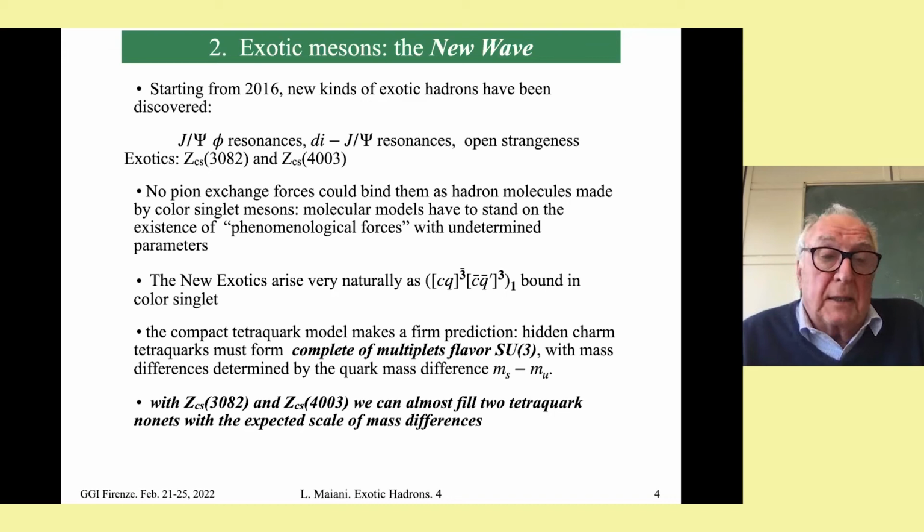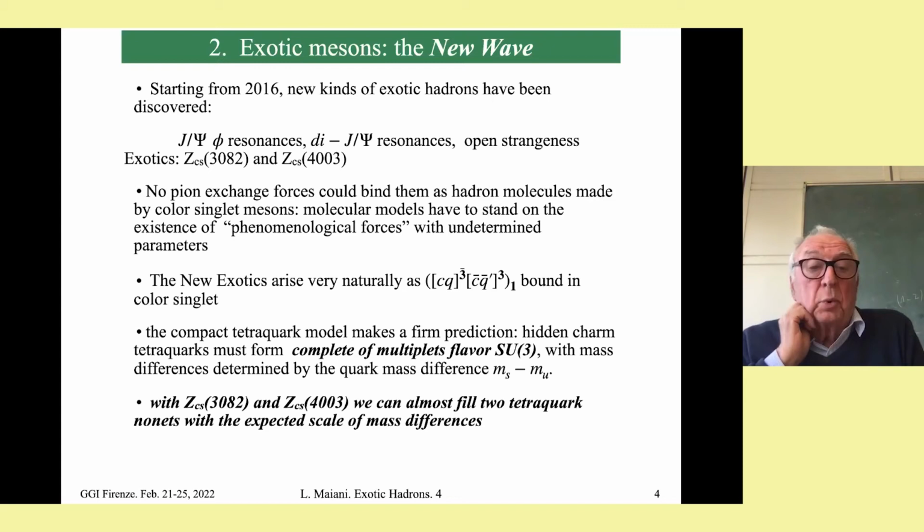On the other hand, the new exotics arise very naturally as quark, anti-diquark states bound in color singlets. And the compact tetraquark model makes a very firm prediction, as I showed you. Hidden charm tetraquarks must form complete multiplets of flavor SU3 with mass differences determined by the quark mass difference ms minus mu, which we know. And as I showed you in a moment, the Zcs(3082) and the Zcs(4003) can almost fill two tetraquark nonets with the expected mass scale differences.